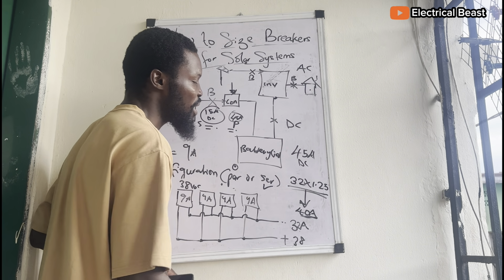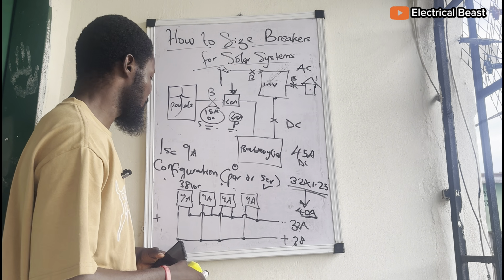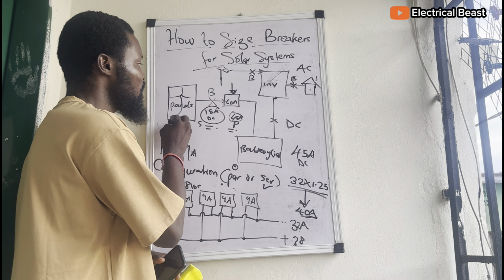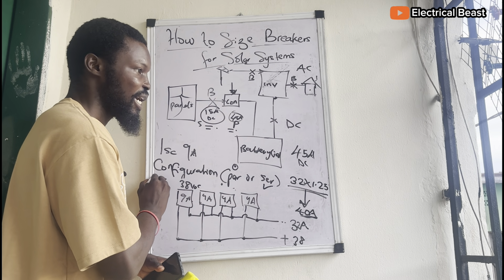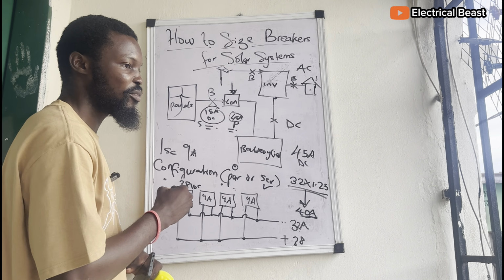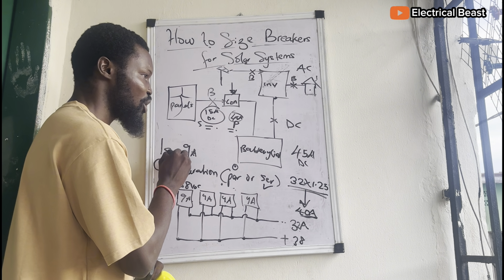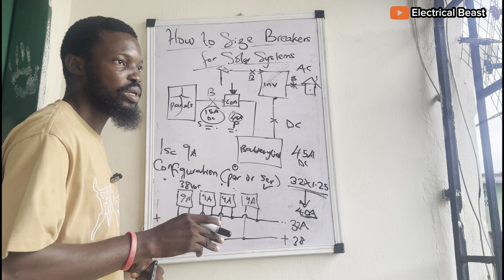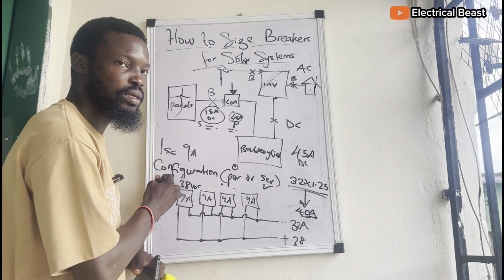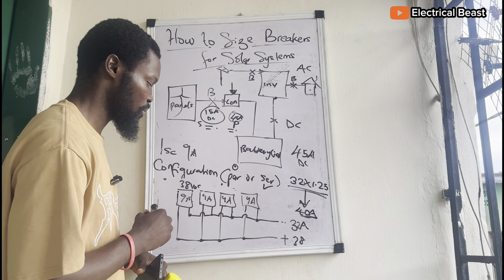So that's what you need to know about sizing breakers for solar panels, between the panels and the controller. You need to understand the configuration, and also you need to check very properly the short circuit current. These are the parameters that will guide you right in making the best choice.